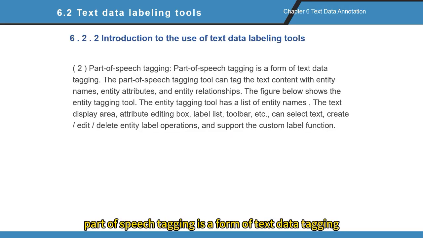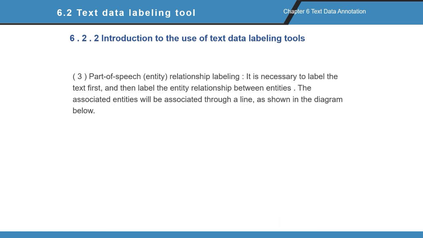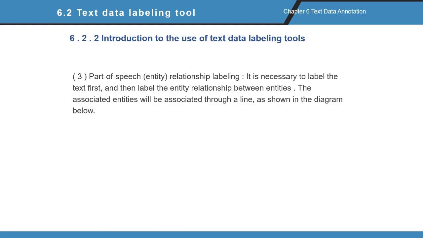Part-of-speech tagging is a form of text data tagging. The part-of-speech tagging tool can label text content with entity names, attributes, and relationships. The tool has components like an entity name list, text display area, attribute editing box, label list, and toolbar, supporting operations like text selection and custom label creation. For part-of-speech or entity relationship labeling, the text needs to be labeled first, and then the entity relationships are labeled. Associated entities are connected by a line.